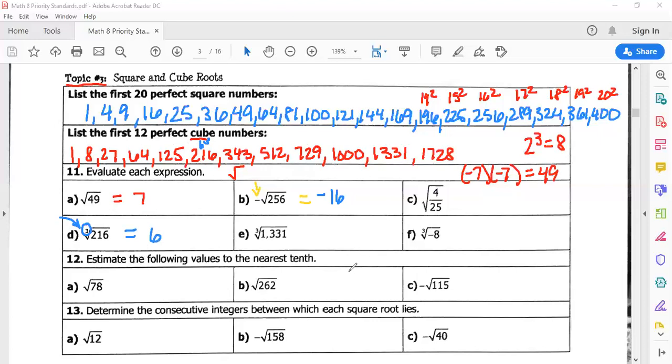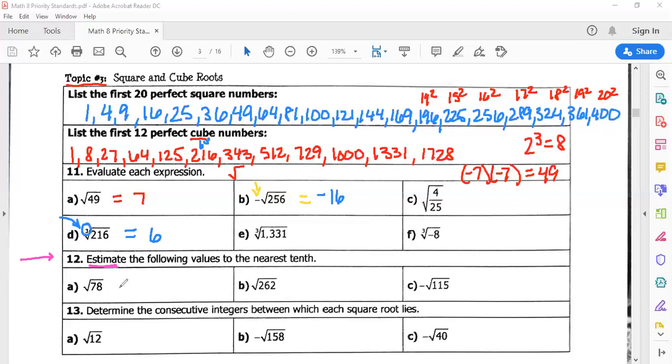All right, I'm going to leave you the rest to do by yourself, but let's come down here starting at problem 12. We did this in class as well. Estimate, that's great because that means you don't need a calculator. Oh, it's the nearest 10th. Maybe you do need a calculator. So let's work on that.